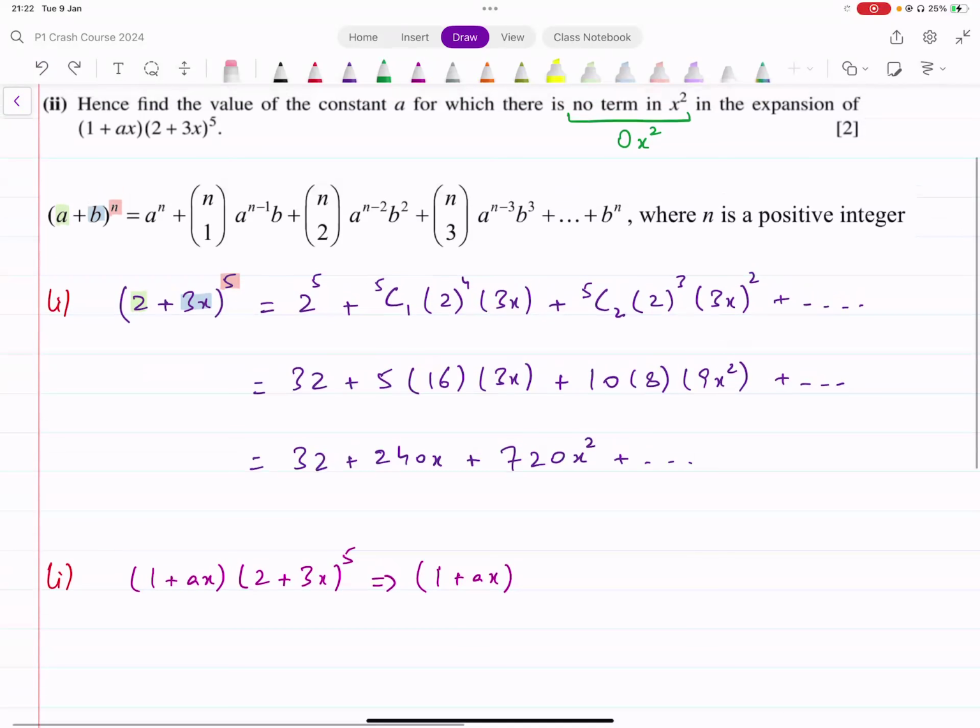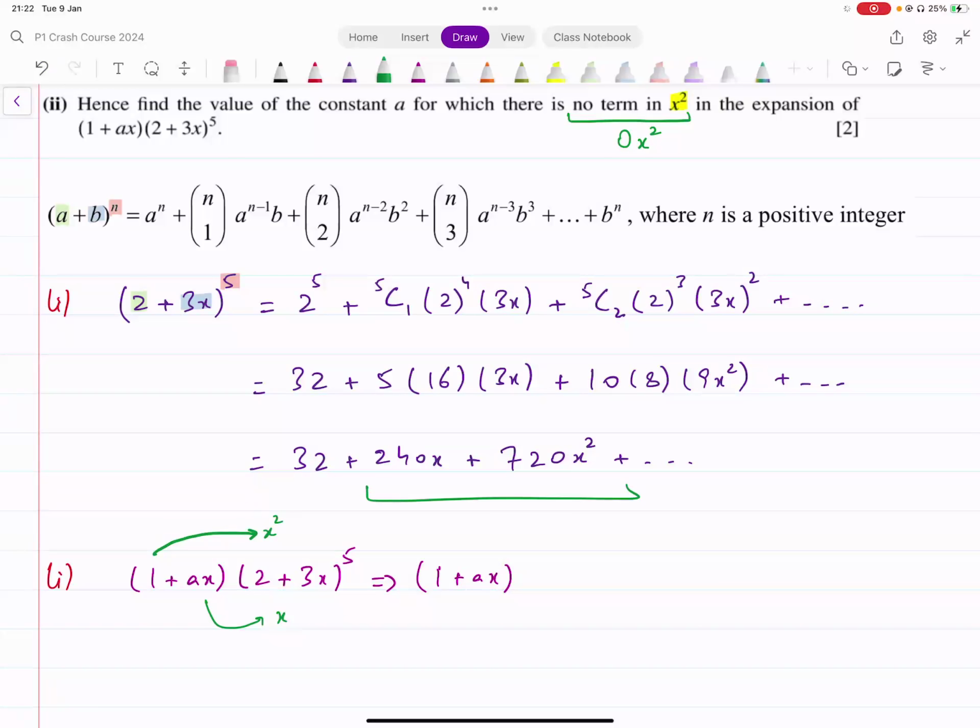We're looking for the term in x squared. How do we get x squared? What would we need to multiply by 1 to get x squared? We need to multiply x squared with this. What do we need to multiply x with to get x squared? We need to multiply this by x. So these are the terms that we really need from the other expansion. We're looking for the x squared term and the x term.